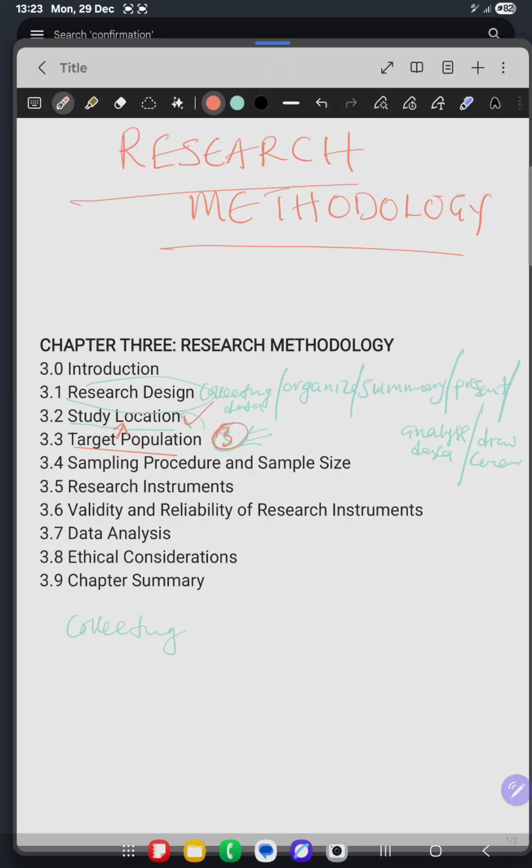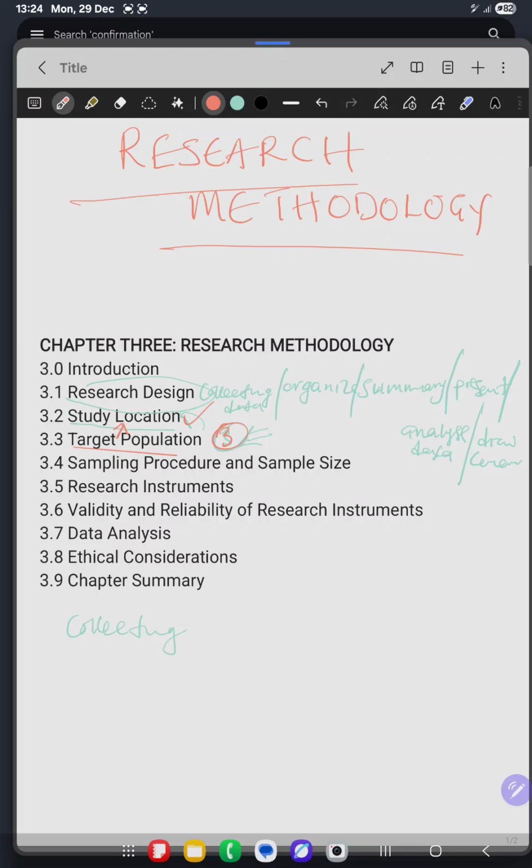Yes, your research is about Chongwe district, but are you going to manage asking every school found in Chongwe district? No. That's the reason why, as a researcher, you need to have a target population that will represent the whole district, which is the study population. All right. Having given some good definition and analysis of the target population, let's move on to sampling procedure and sample size.